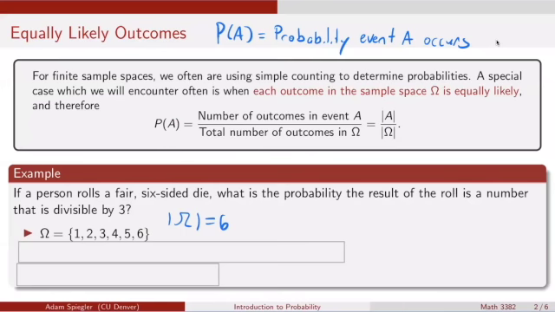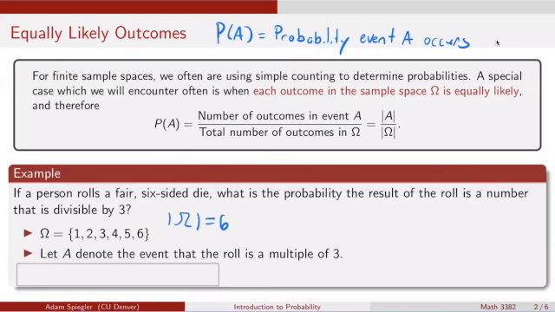Our event A is that the roll is a multiple of 3. I said over here divisible by 3, but keep in mind these are equivalent. If a number is divisible by 3, then that means it's a multiple of 3. So set A over here is going to consist of all of the rolls that would be divisible by 3: the roll 3 and the roll 6. So A consists of 3 and 6, and that means A has 2 elements in its set.